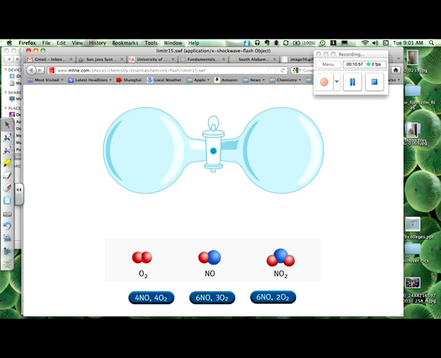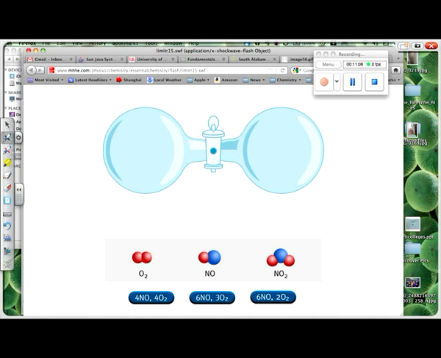Nitric oxide, NO, is produced when atmospheric nitrogen and oxygen react at high temperatures in an automobile engine. Once released into the atmosphere, nitric oxide is quickly oxidized to nitrogen dioxide, NO2. Nitrogen dioxide is a toxic brown gas. Much of the brown haze present in photochemical smog is due to the presence of nitrogen dioxide.